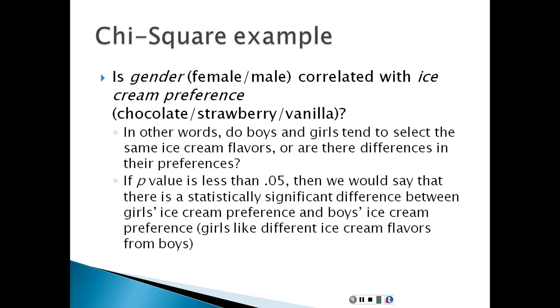If the p-value, once we run our analysis, is less than 0.05, we can then say that there is a statistically significant difference between the girls' ice cream preference and boys' ice cream preference. Girls like different ice cream flavors from boys. Alternatively, if the p-value is greater than 0.05, we would then say that there is no statistically significant difference between the genders when it comes to ice cream selection. Boys and girls like similar ice cream selections.